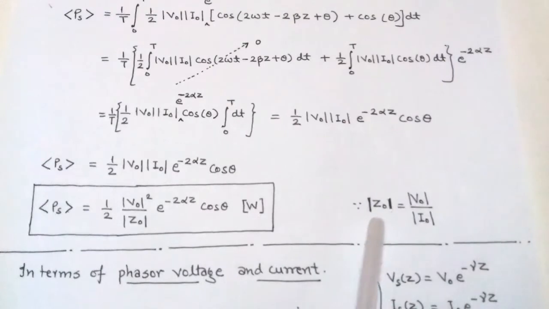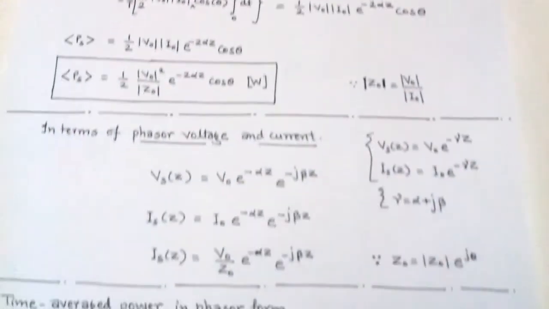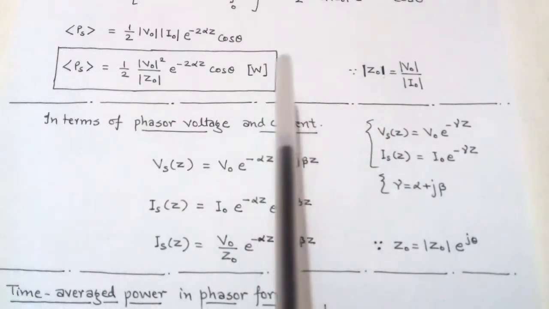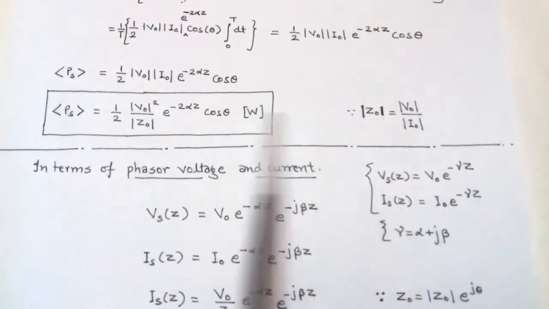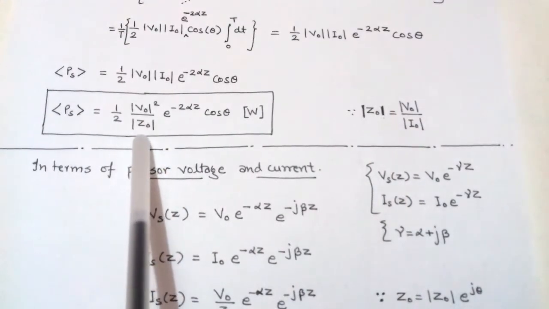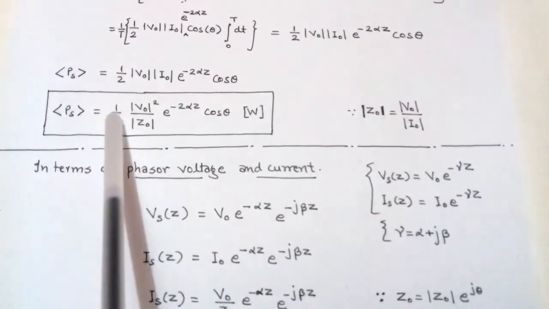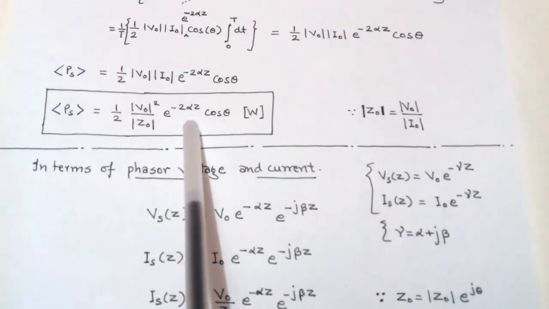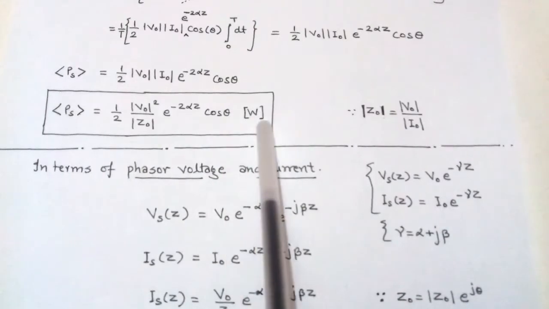We know that the characteristic impedance Z0 is the ratio of voltage upon current. So here we take the amplitude terms, that is the voltage amplitude and current amplitude in real form. So in place of I0 we can write V0 upon Z0. So we get the time average power in terms of characteristic impedance, which is 1 upon 2 mod of V0 square upon mod of Z0 e to the power minus 2 alpha z cos theta. And here the unit of this time average power is watt.